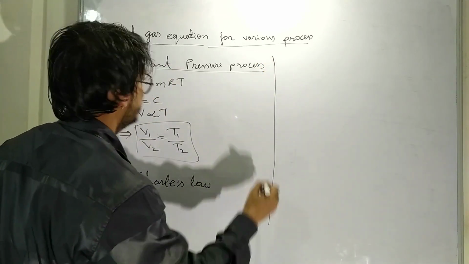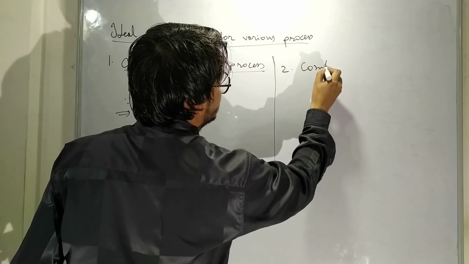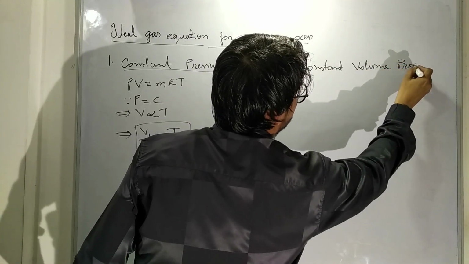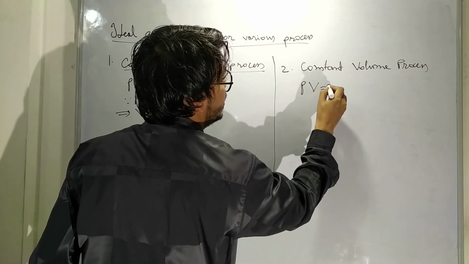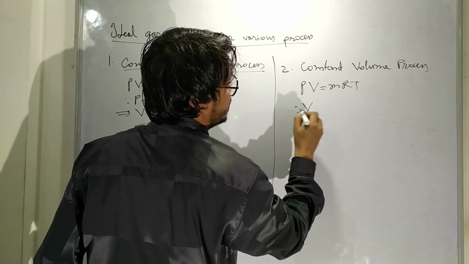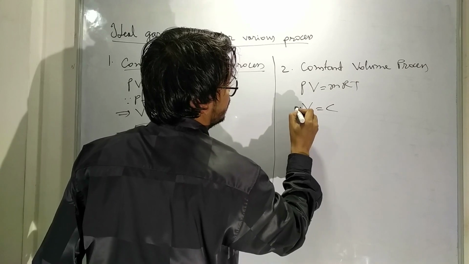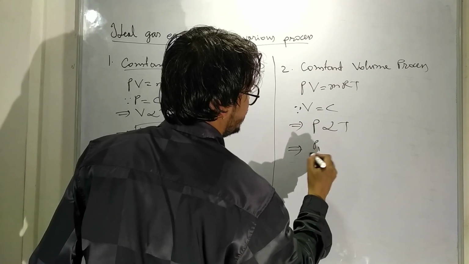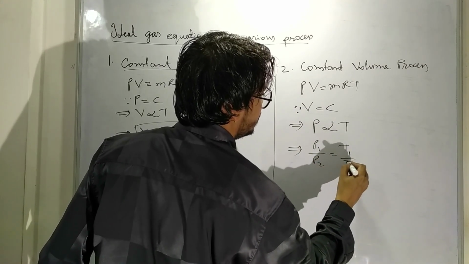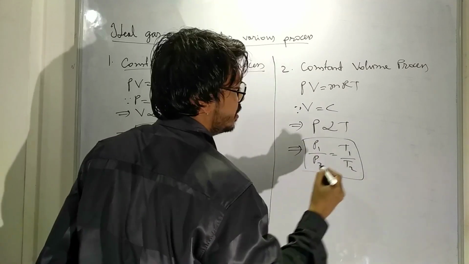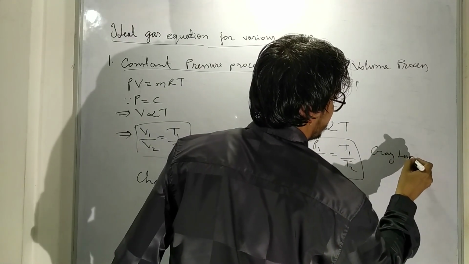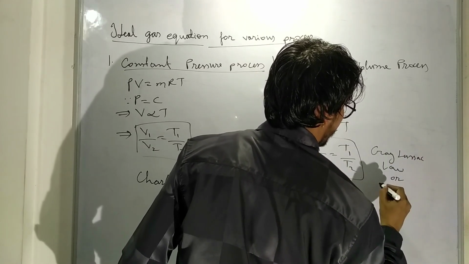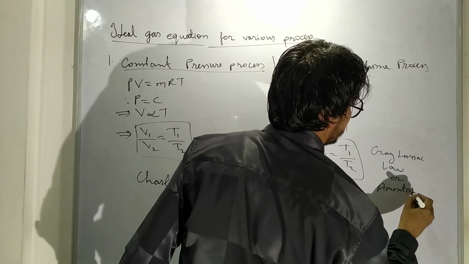Now, second process is constant volume process. We know PV equals mRT. Since V is constant, this implies P is directly proportional to T. Therefore, P1 by P2 is equal to T1 by T2. This is Gay-Lussac law or Amontons' law.